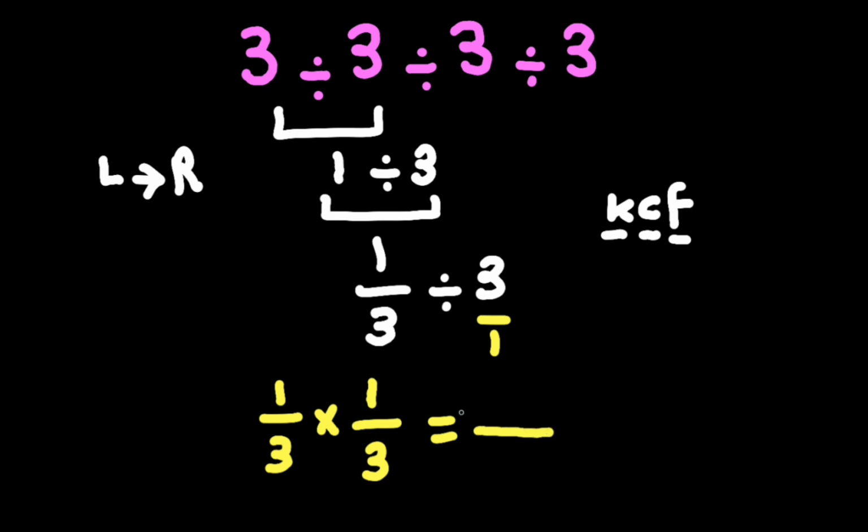The numerator is 1 times 1 gives us 1, and the denominator is 3 times 3, that is 9. The final answer is 1 over 9.